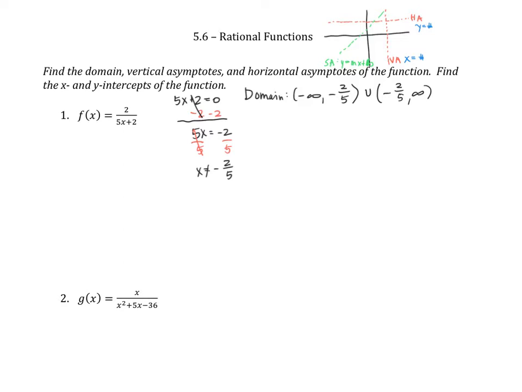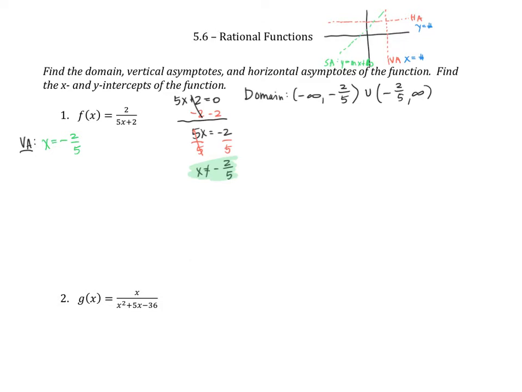The vertical asymptote is always going to come from the denominator. Just like we found the domain, whatever that is, that's your vertical asymptote. For example, this equation, x equals negative 2/5, that's your vertical asymptote. That's a line that the graph will not cross, and the reason it doesn't cross it is because x cannot be that value.